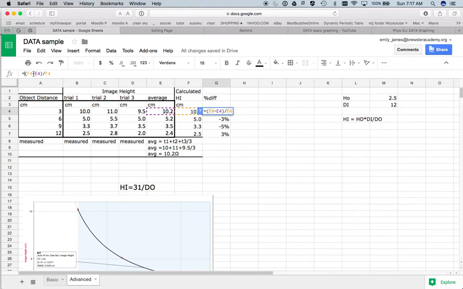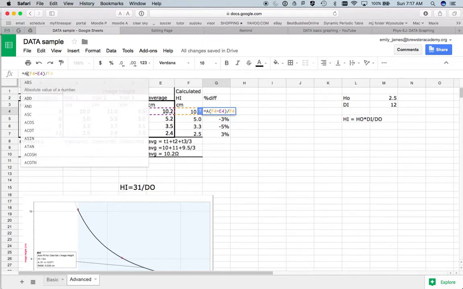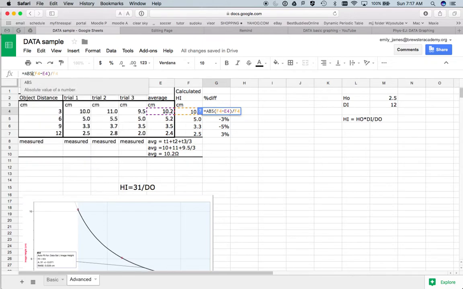So to get rid of those negative values, you could do ABS, that stands for absolute value of a number, and we're going to revise our formula that way. And then if I pull that down, the numbers go away. Of course, if I made changes to my table, I then need to update the sample calculation. So I need to write out the formula.